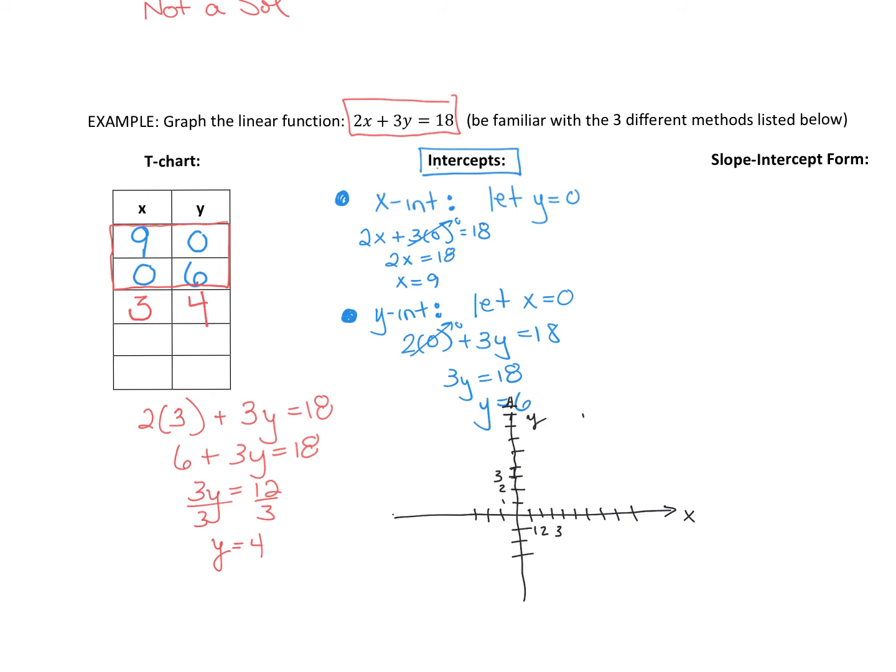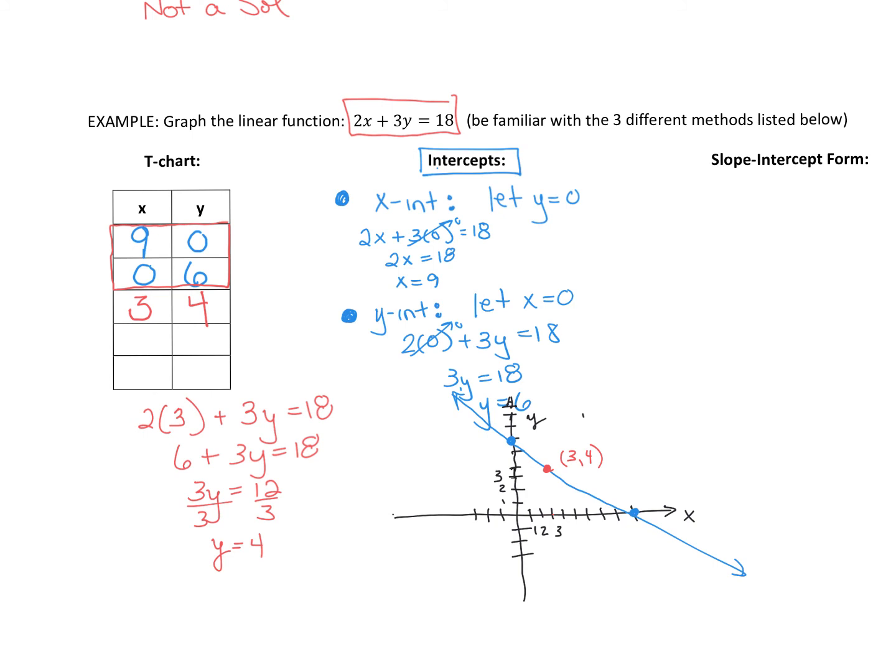So when I plot 9, 0, it says I'm going to go 9 in the x direction and 0 in the y direction. 0 in the x direction and 6 in the y direction is the next ordered pair. And you'll notice that if I only have those two, I can draw a line through those 2 points. Now, this additional point that I found is a nice check value, because if I go over 3 and up 4, I will be on the line as well. So it's a good idea to plot at least 3 points to make sure that they line up, and if they don't, you can check yourself.